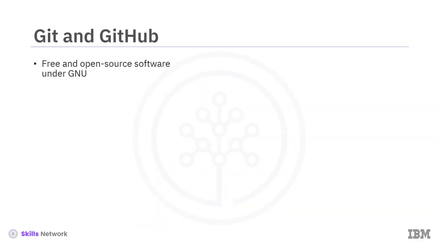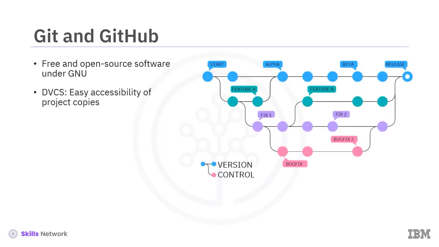Git is free and open-source software distributed under the General Public License, or GNU. Git is a distributed version control system, or DVCS, meaning users anywhere in the world can have a copy of your project on their computer. When they've made changes, they can sync their version to a remote server to share it with you.